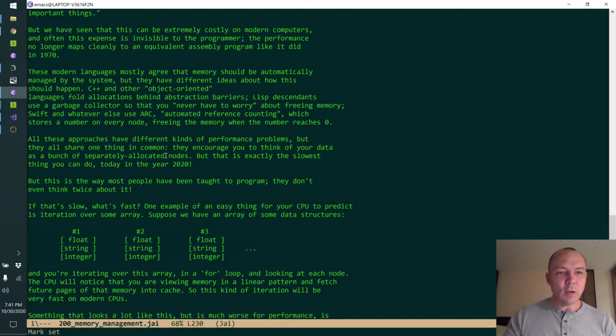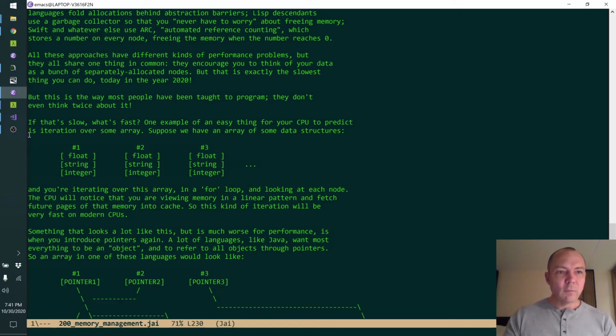They encourage you to think of your data as a bunch of separate. That is exactly the slowest thing you can do today in the year 2020. But this is the way most people, they don't even think twice about it. If that's slow, what's fast? One example of an easy thing for your GPU to predict is iteration over some array.